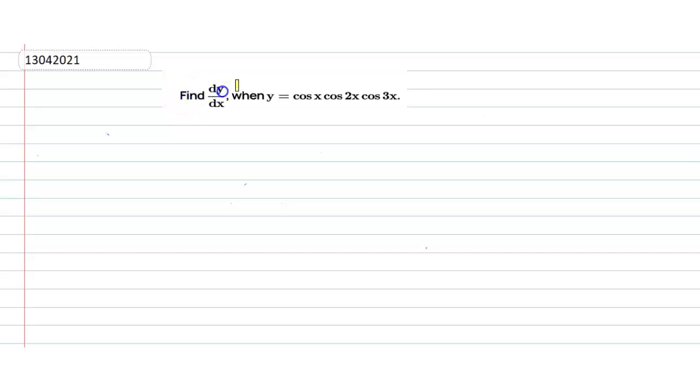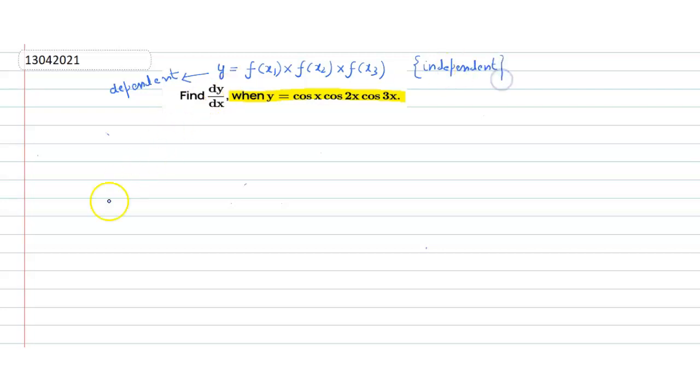Okay, let's read the problem now. Find the value of dy by dx when y is equal to cos of x multiplied by cos of 2x multiplied by cos of 3x. So clearly y can be written as f of x1 multiplied by f of x2 multiplied by f of x3. So y is our dependent variable, and x1, x2, x3 are our independent variables.